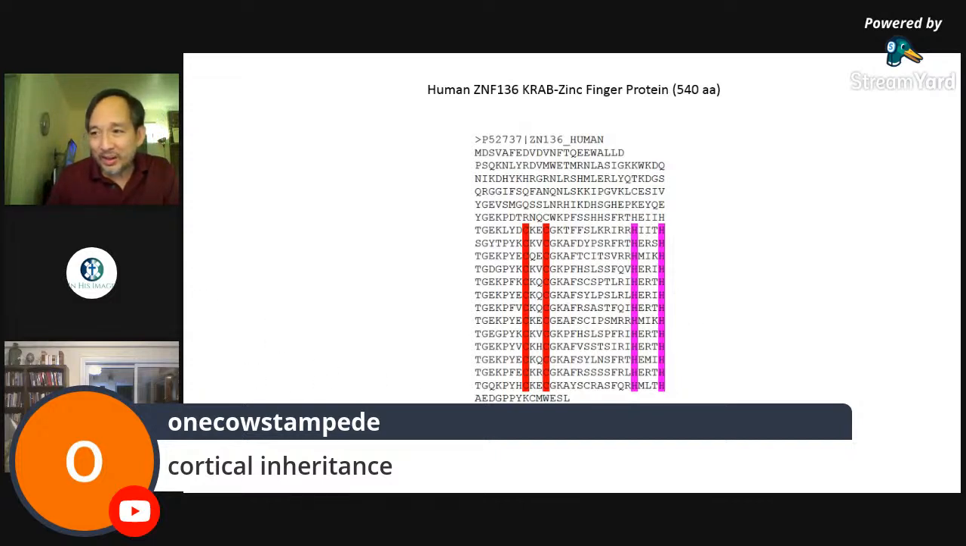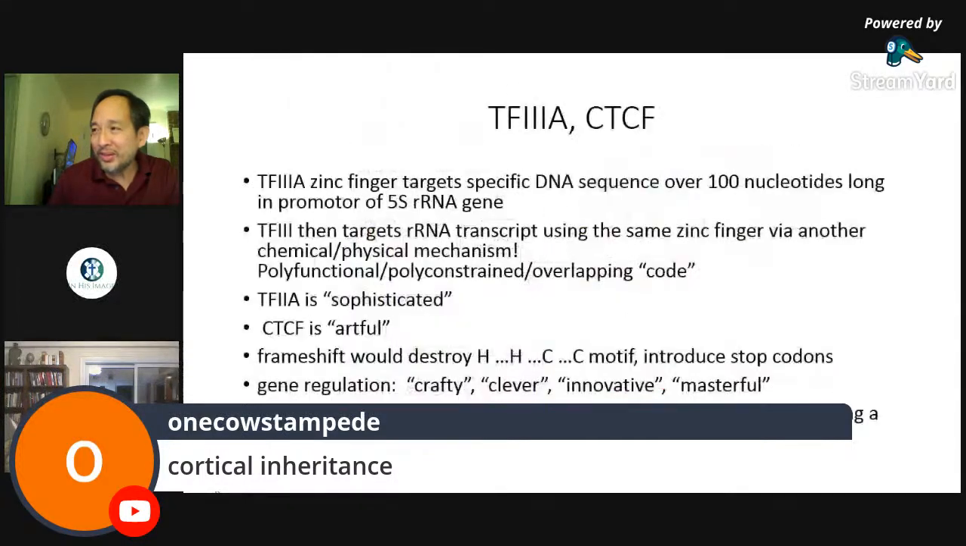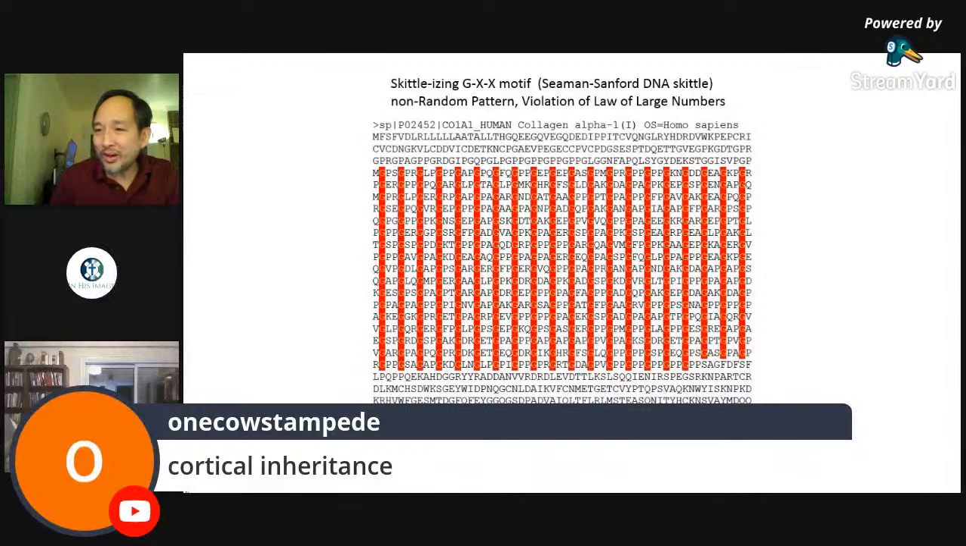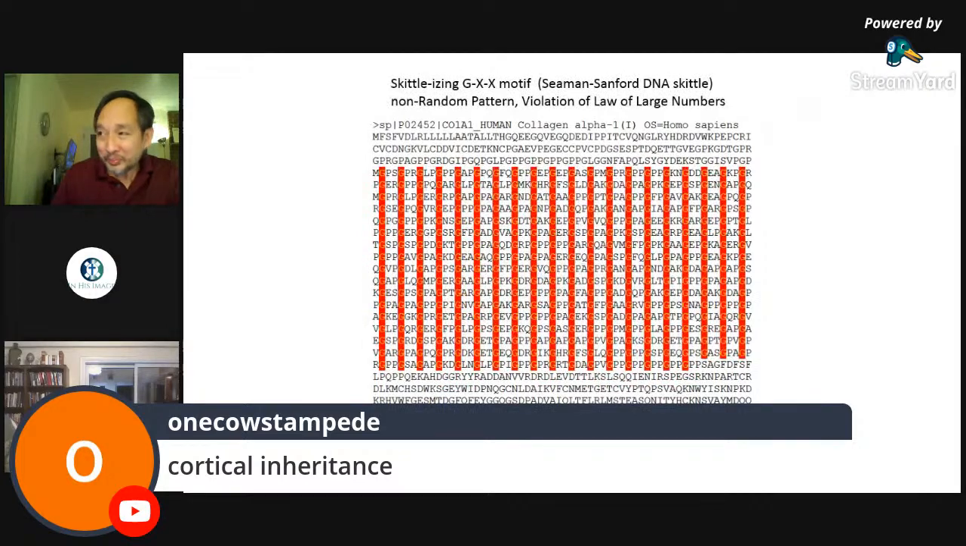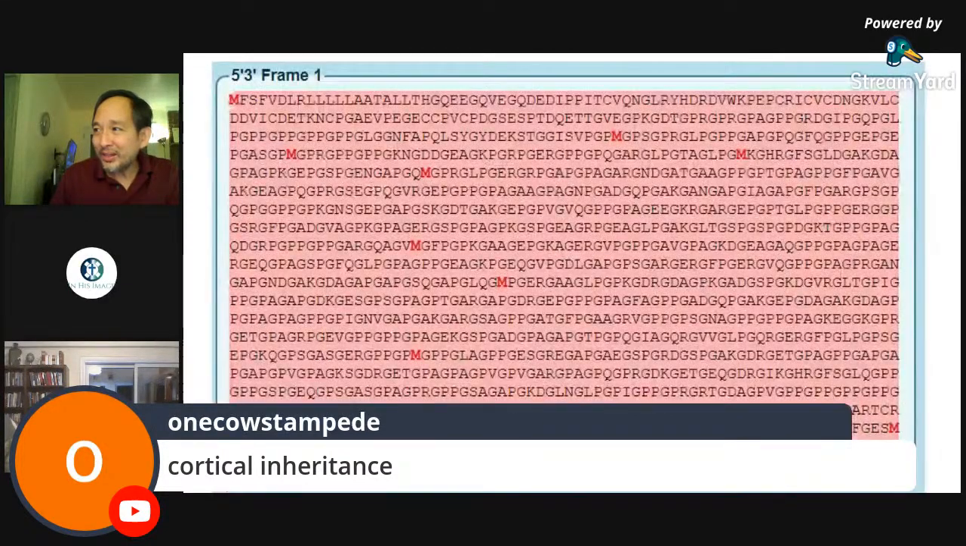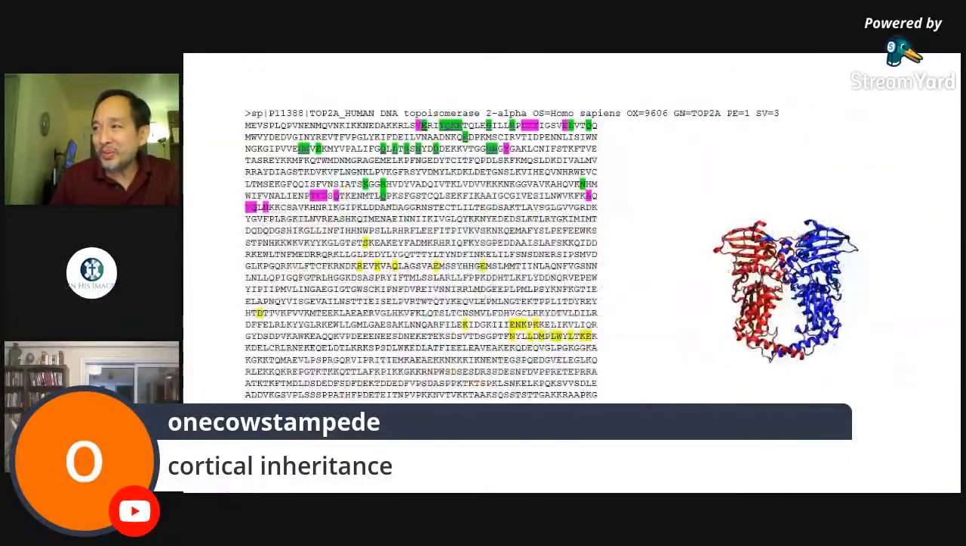Now, other proteins have different patterns. There's a common protein we call collagen. You can even buy it in the store, one version of it anyway. And this is the spelling of the collagen protein. And there's a non-random pattern here. And where I was headed with that is, this is the topoisomerase protein, which I work on.